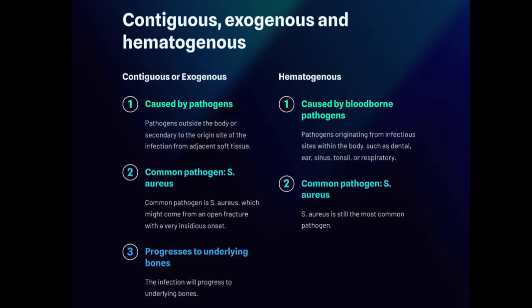On the other hand, hematogenous osteomyelitis stems from blood-borne pathogens originating from infectious foci within the body. These pathogens, commonly encountered in dental, ear, sinus, tonsil, or respiratory infections, find their way into the bloodstream, seeking new territory to colonize. Once again, S. aureus emerges as the primary offender in this scenario, maintaining its notoriety as the most common pathogen in bone infections.